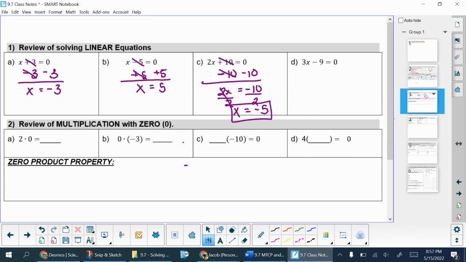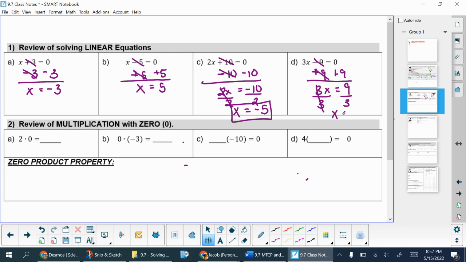Finally, over here, I've got 3x minus 9 equals 0. Well, I see that -9. The inverse operation is addition, so I'll add 9 to both sides to cancel that out. Rewrite my new equation every single time. Algebra is here to help us think through our problems and not do it in our heads.